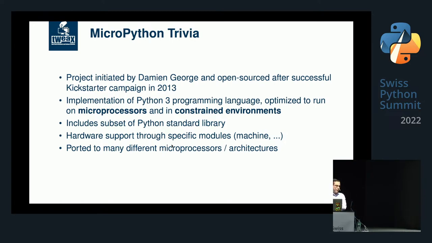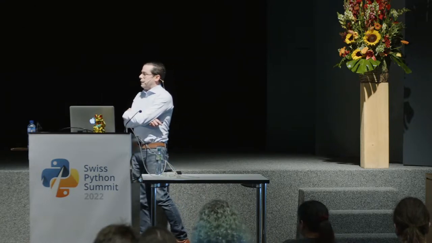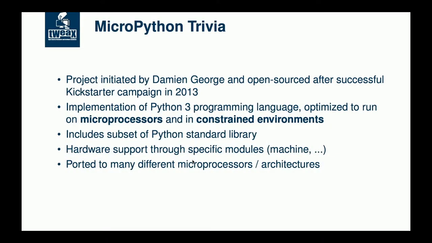it is an implementation of the Python 3 programming language, designed for microcontrollers, and also of the standard library of Python, or at least a subset of it. It was initiated by Damien George, who open sourced this project in 2013 after he launched a successful Kickstarter campaign where he proposed a small microcontroller board based on an STM32 called the Pyboard. It is actually an excellent piece of hardware and useful for many things.